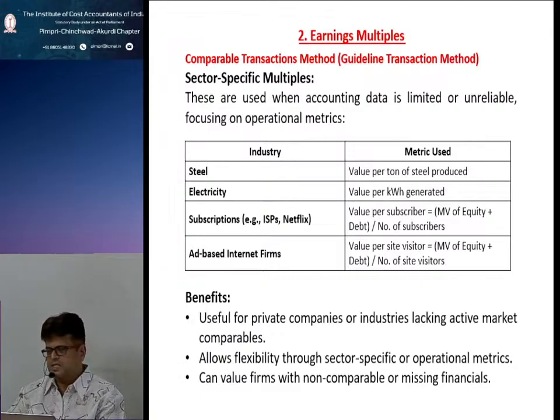For subscriptions, for example internet service providers, ISPs, and Netflix, the value per subscriber is equal to market value of equity plus debt divided by number of subscribers. For ad-based internet firms, value per site visitor is equal to market value of equity plus debt divided by number of site visitors. The benefit of this sector specific multiple is that it is useful for private companies and for industries lacking active market comparables, allows flexibility through sector specific or operational metrics, and can value firms with non-comparable or missing financials.